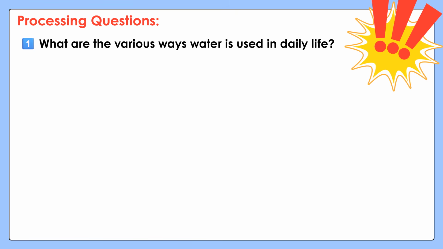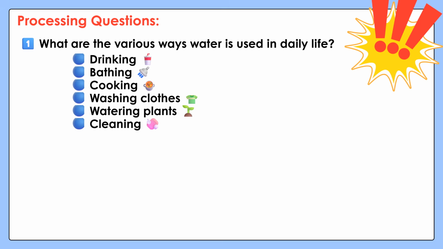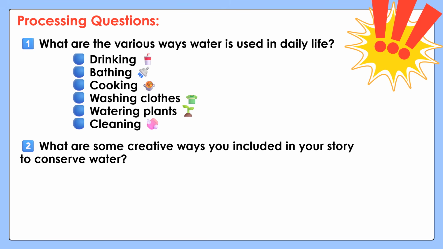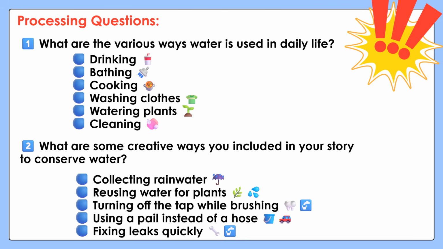Processing questions. First, what are the various ways water is used in daily life? The answer: drinking, bathing, cooking, washing clothes, watering plants, and cleaning. Second, what are some creative ways you included in your story to conserve water? The answer: collecting rainwater, reusing water for plants, turning off the tap while brushing, using a pail instead of a hose, and fixing leaks quickly.